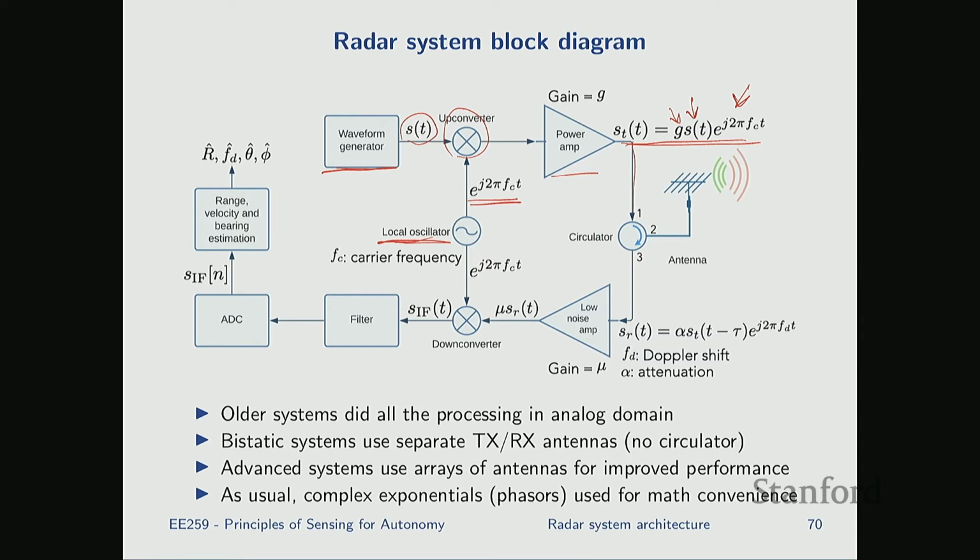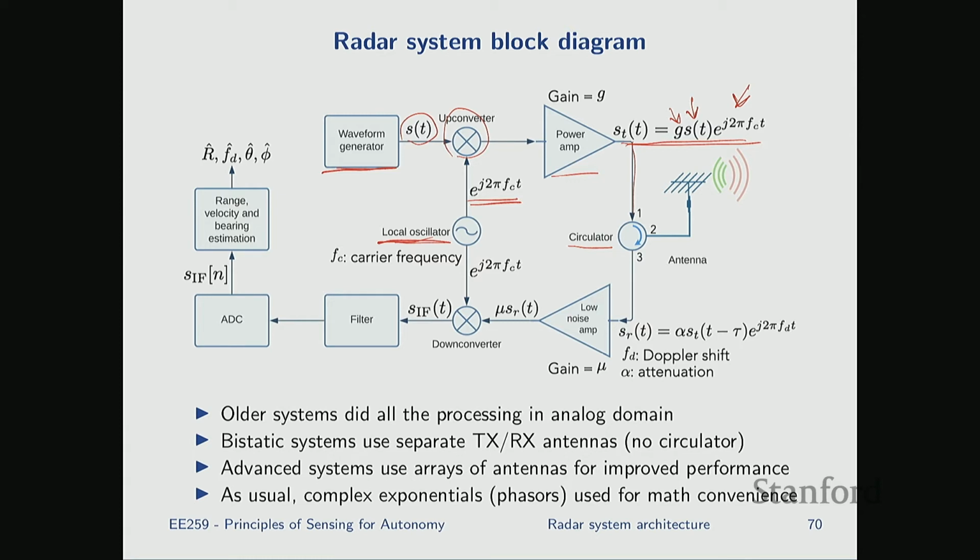This interesting looking device here called a circulator is basically a 3-port device. I intentionally put it there because not every system uses it. Actually, many radars don't use it, but I wanted you to see it once because some radars do. And it's a 3-port device.